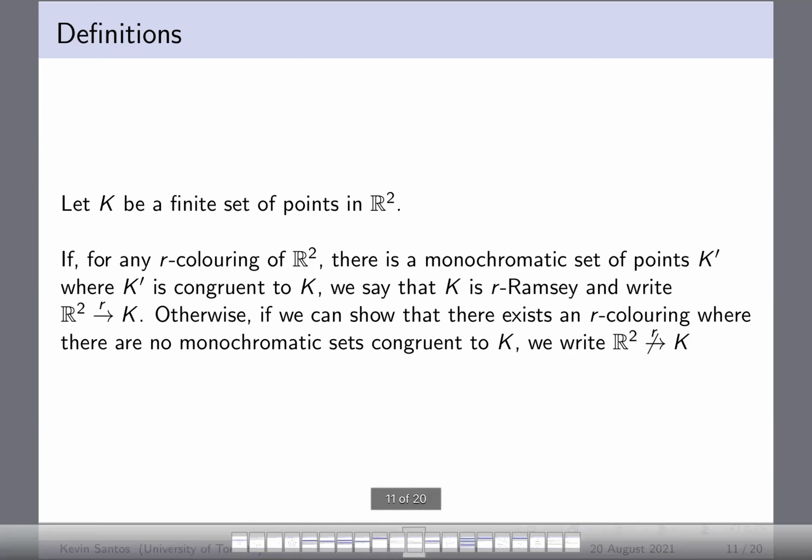And now let's define what it means to be R Ramsey. If we have a finite set of points in the Euclidean plane, the set of points is R Ramsey if for any R coloring of the plane, there is a monochromatic set of points congruent to that set.